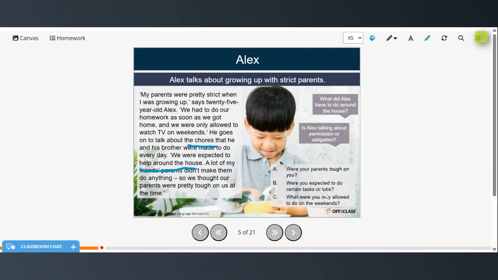But these are some more questions that you can answer in the comments. Were your parents tough on you? Were you expected to do certain tasks or jobs? And what were you only allowed to do on the weekends?